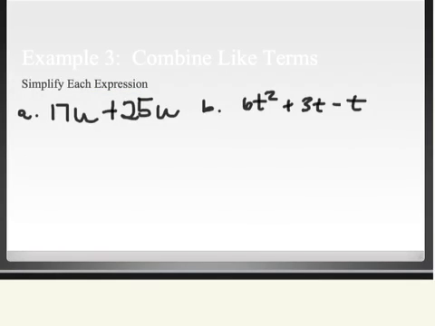Example 3 gives us an opportunity to practice combining like terms. So we're going to simplify each expression, keeping our mind in gear to combining like terms. So what I see here is that I have 17u and 25u. They're both the same term because they have the same variable to the same power. They're both to the power 1. So I can simply add 25u's plus 17u's, and I get 42u. Pretty straightforward. Let's look at this next example, example B.